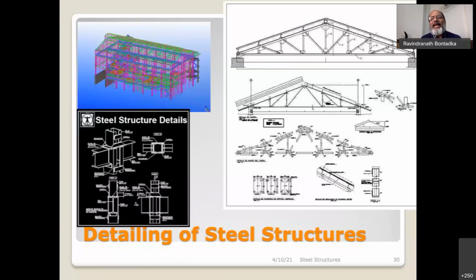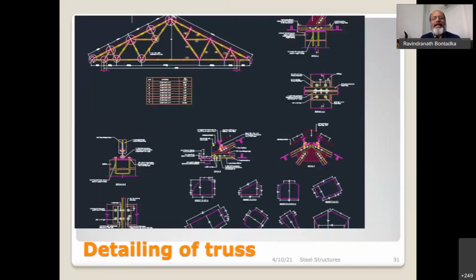Then each section has to be detailed. Then each joint has to be detailed completely. Then the structure, as I mentioned here. So nowadays we have lots of software which we can use to get the detailing of the structures. This is again a detailing of a truss, as I mentioned earlier.